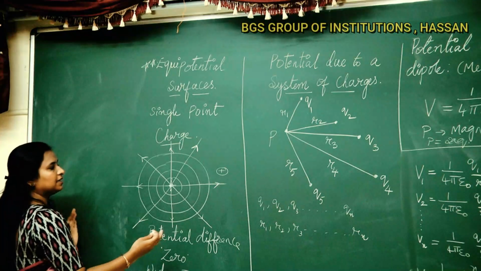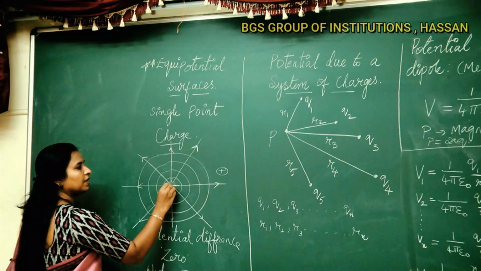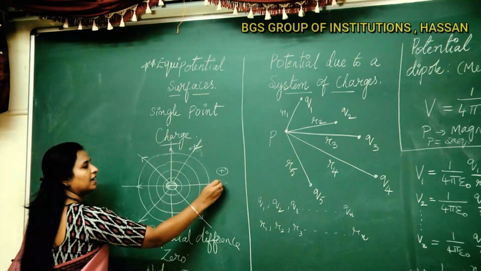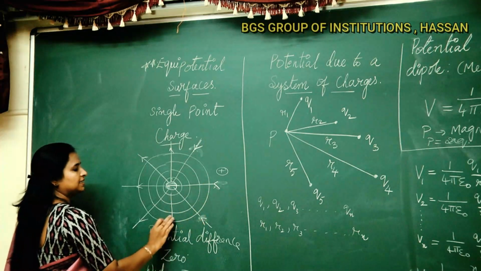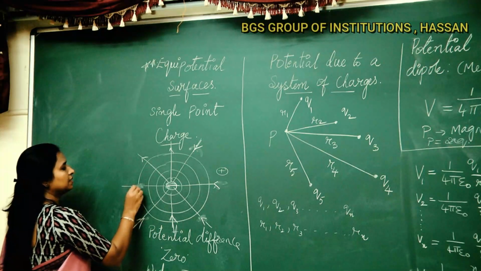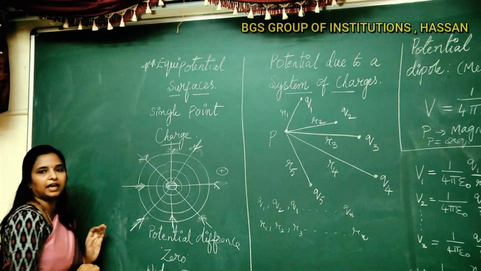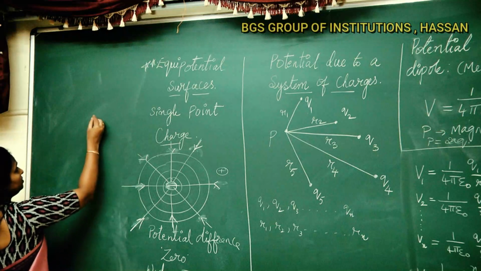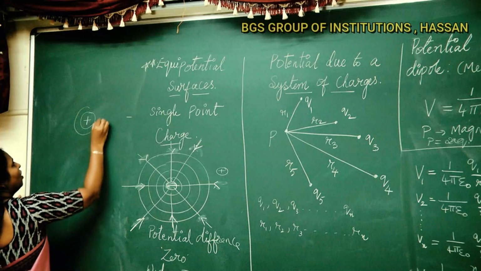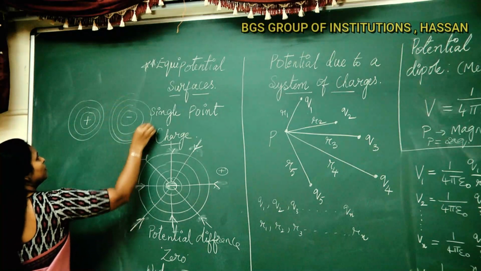And again, if you consider a negative charge, what happens? Then the field lines will be towards the center or towards the charge, you can say, like this. Towards the charge for negative. And if you consider a dipole, then again it is a concentric circle like this, for dipole.